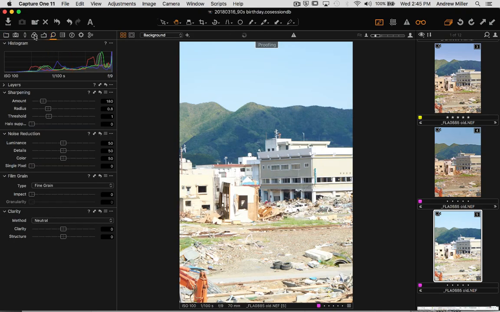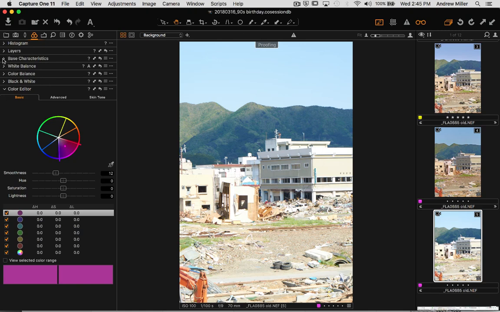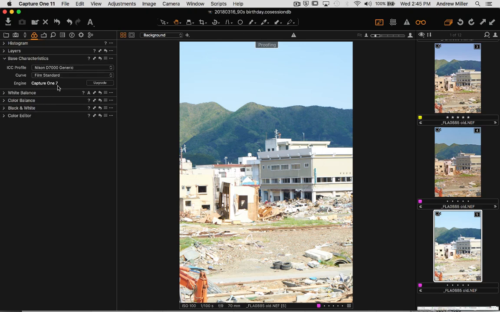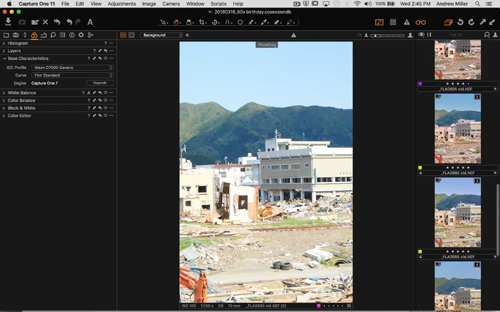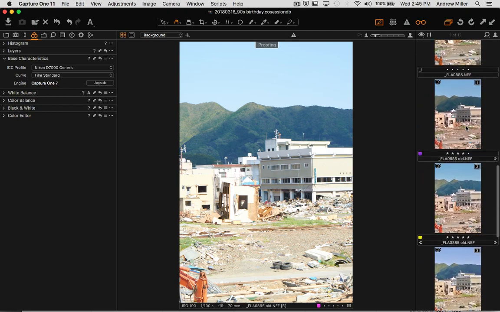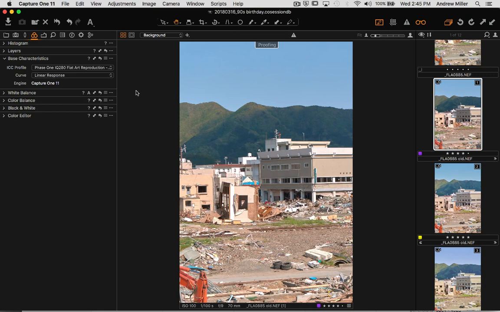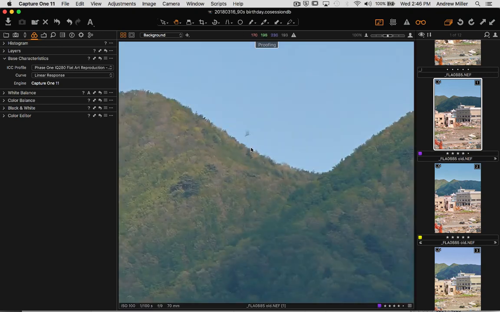It has something called an engine, which if you look under the base characteristics, this was back when Capture One 7 was still using its engine from then. I have since processed it in Capture One 11's engine, and the quality has increased. I have also modified some of the settings, and I'm going to show you what I'm looking for help with.